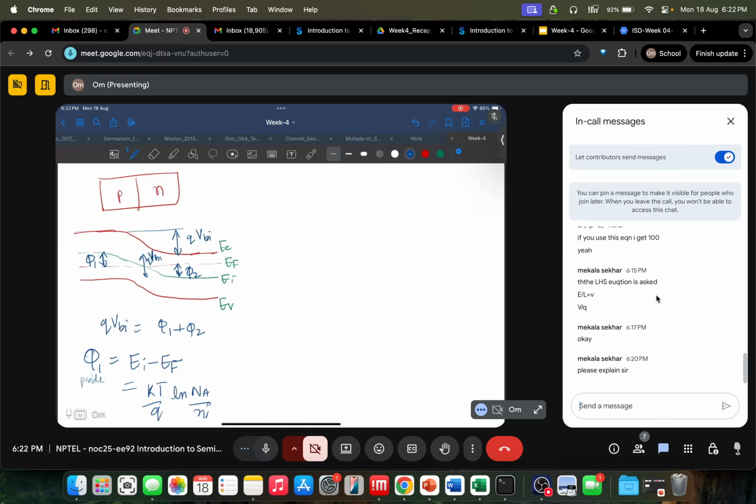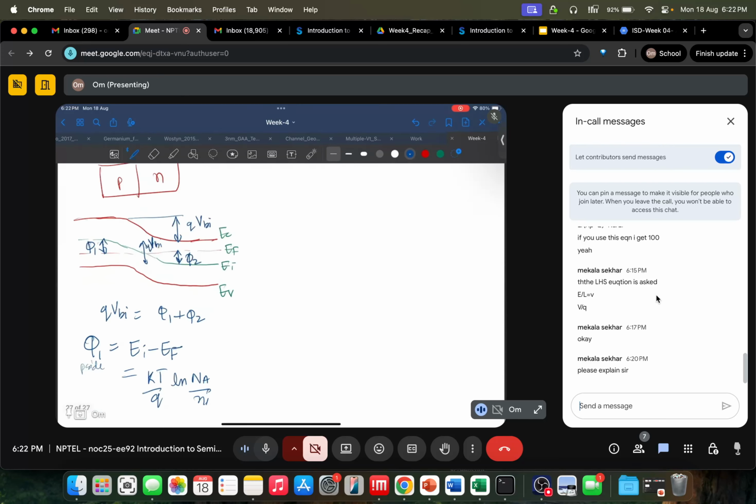Where this comes from, we know that p equals ni e to the power EI minus EF by kT, right? So this gives us this phi 1 and this.